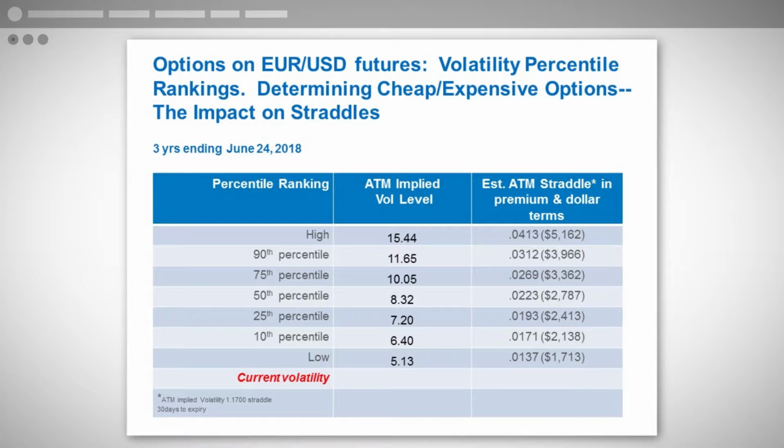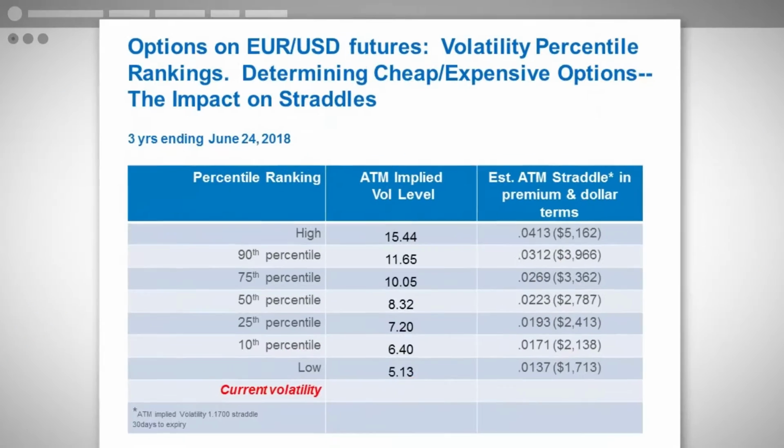So you can see here, the highest that's traded in that 3 years ending June 24th is 15.44. The 90th percentile is 11.65. 75th percentile, 10.05. So on down the line. The lowest for the last 3 years is 5.13. The current volatility in the euro is somewhere around 10.5%, something like that. So 10–10.5%. We're roughly around the 75th percentile, a little bit higher. So we're running kind of high. It's been higher. It's been much higher, but it's also been much lower.